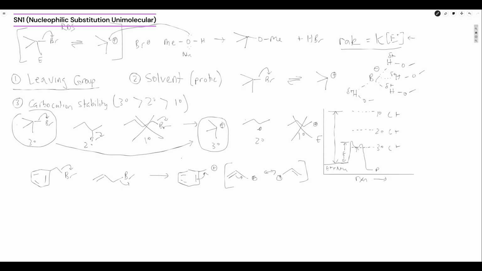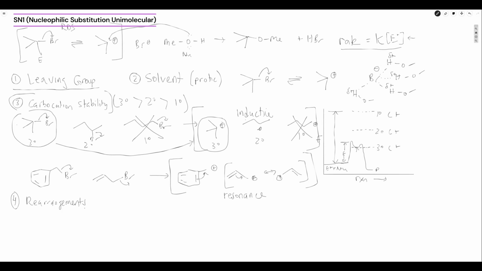So in this case, we have resonance stabilization. And in this case here, we have inductive stabilization. But what it really adds up to is just carbocation stability. So the stability of the carbocation intermediate is really what determines whether something is going to react in an SN1 reaction. And of course, there are inductive effects stabilizing and there are resonance effects stabilizing. But it all just adds up to carbocation stability. Now, the next thing I want to talk about with SN1 reactions is that you can get rearrangements.